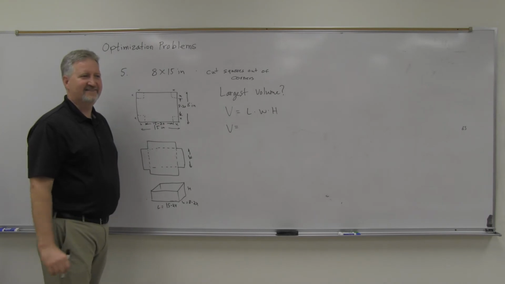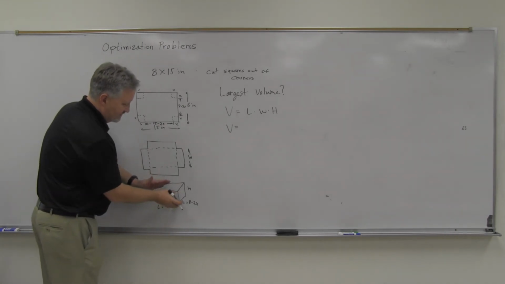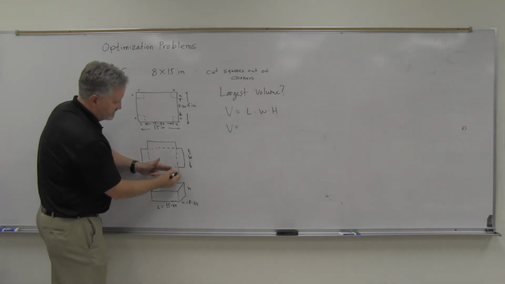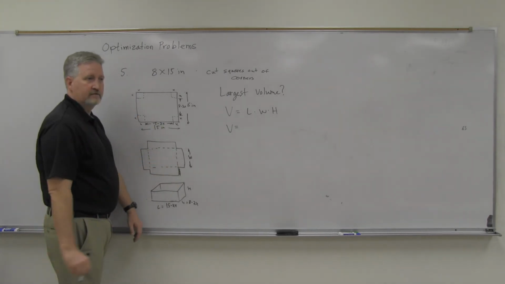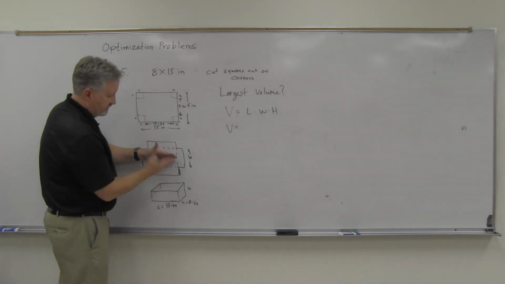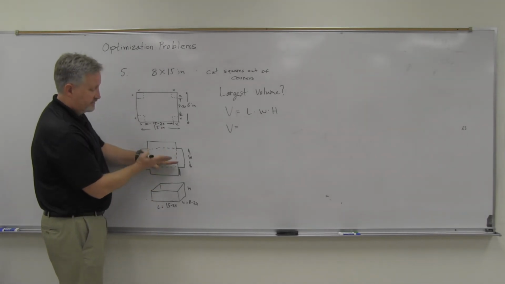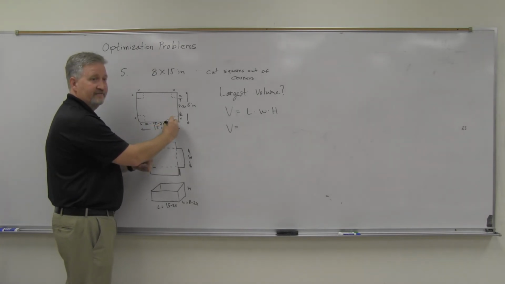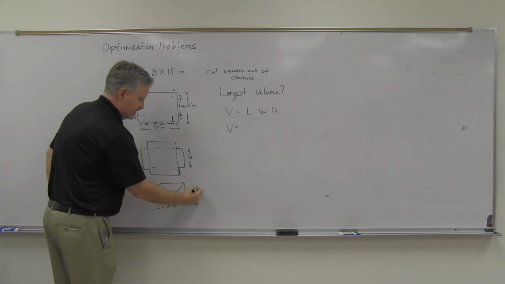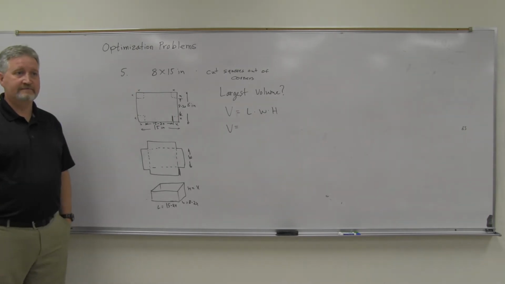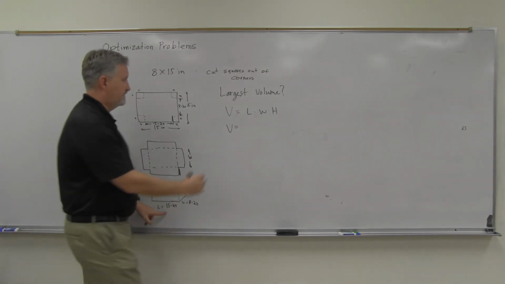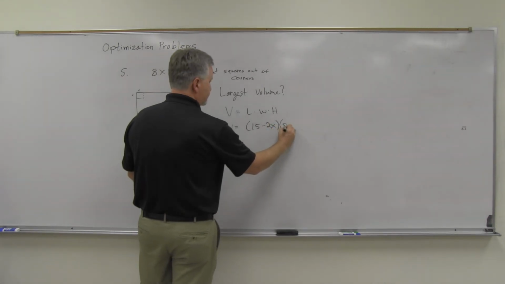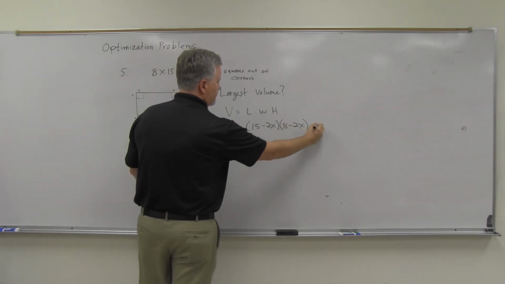And what's the height? Well, the height of this box is just, when I flip those up, the height is going to be this right here. Didn't it? That would give me my height. I flip that up. Whatever that is, is the height. So what's the height? Height's x. Make sense? So the volume is 15 minus 2x times 8 minus 2x times x.